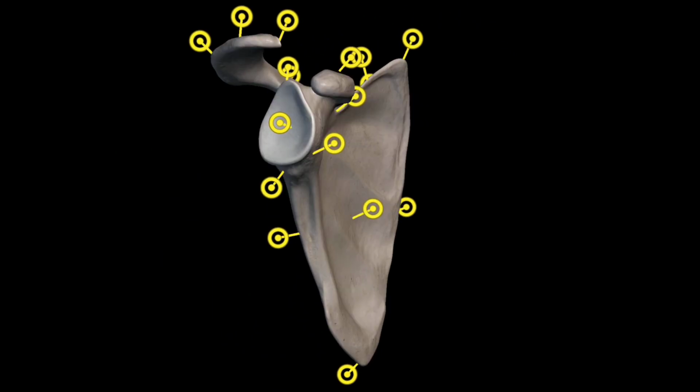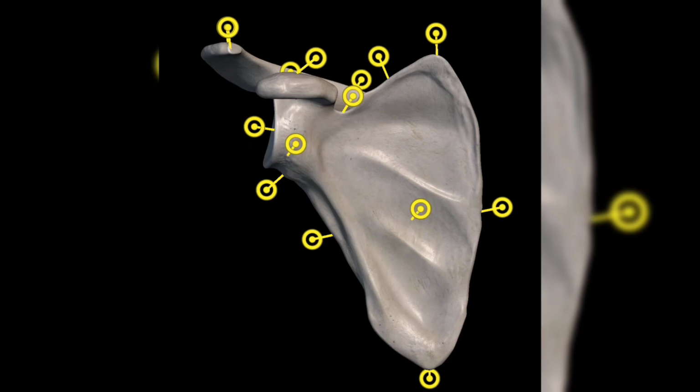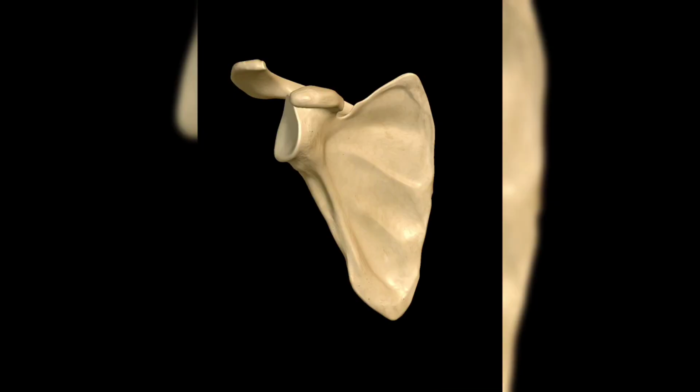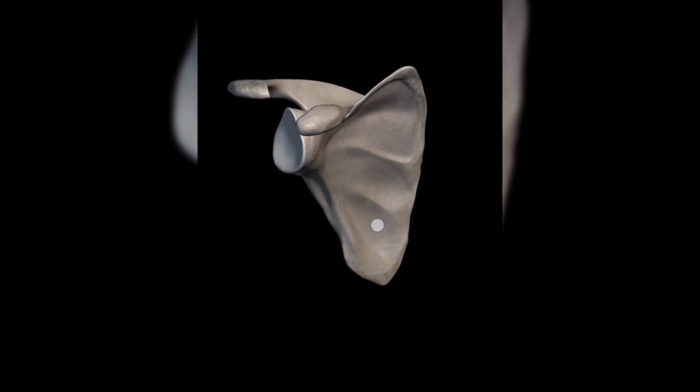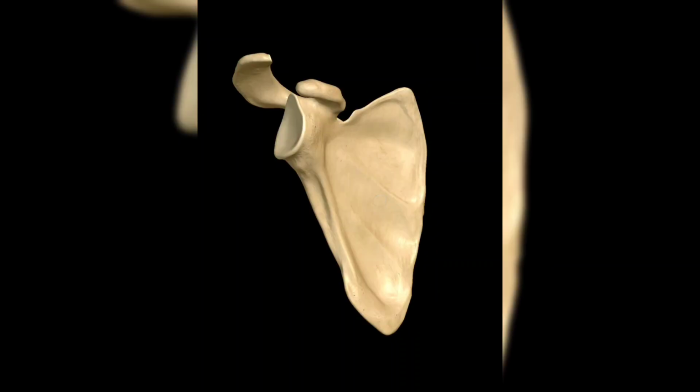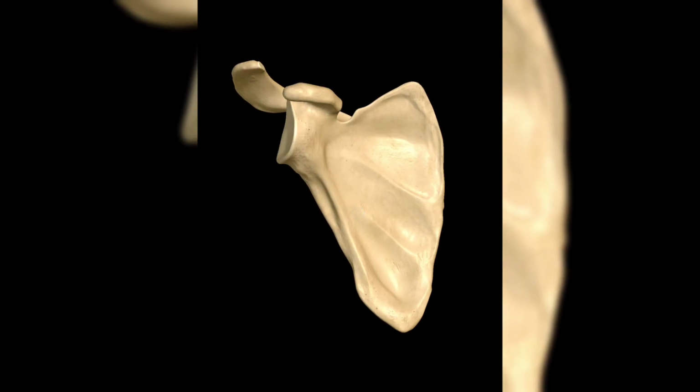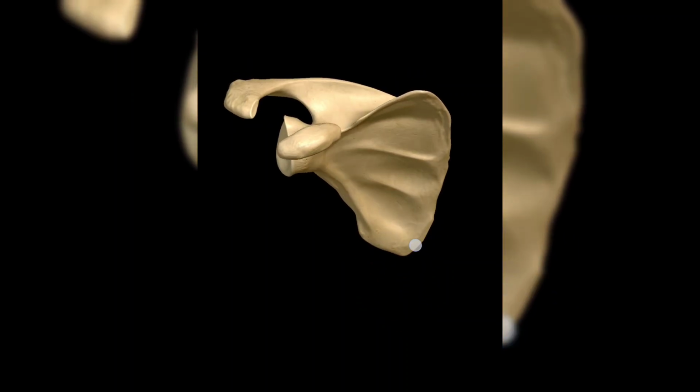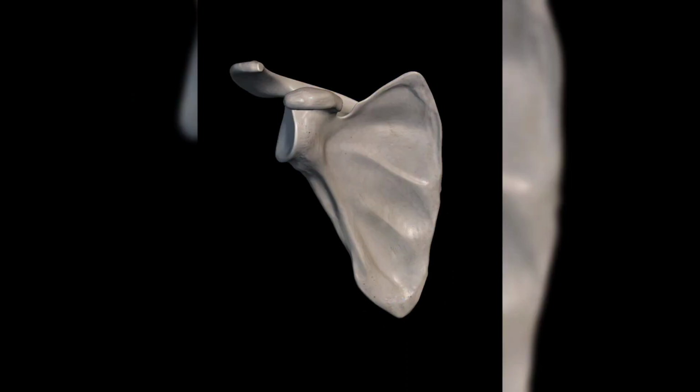Now let's have a look at the attachments. First we'll start from costal surface. The subscapularis muscle arises from the medial 2/3 of the costal surface, except near the neck, where the subscapular bursa intervenes between the neck and the subscapular tendon. The serratus anterior muscle is inserted on this surface along the medial border and inferior angle.